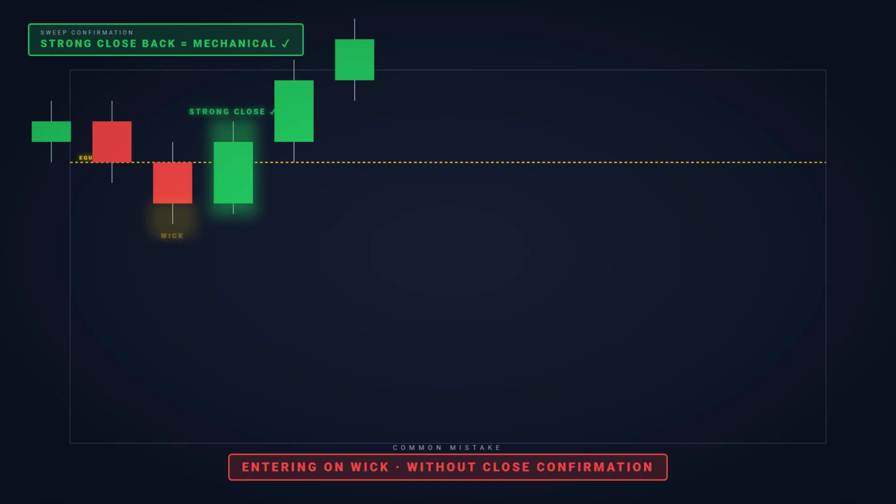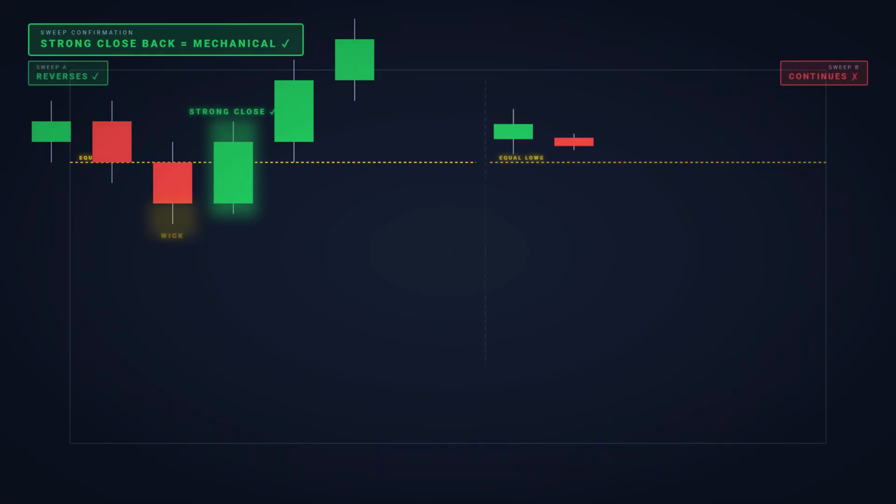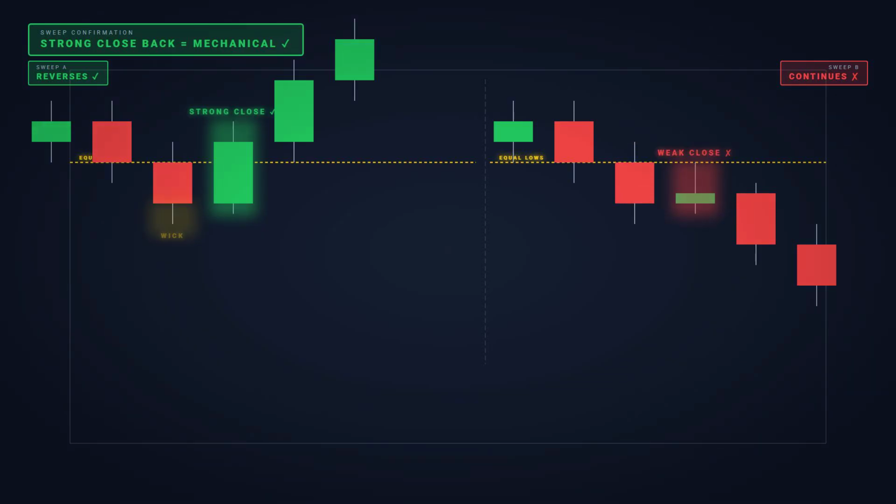If you enter on the wick without the close confirmation, you're in a position with no mechanical basis for entry, and you'll watch price sweep through you to the next level down. Look at this chart right here. Two sweeps side by side. One that reverses, one that continues. The difference is the candle close.